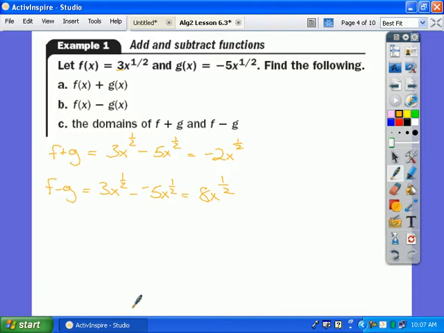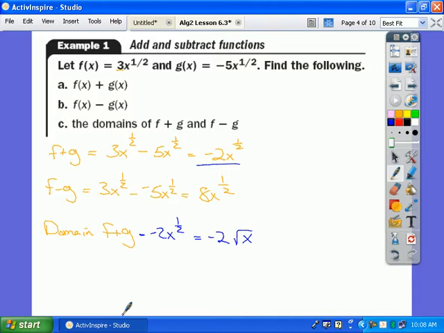Now, part C asks about the domain of f plus g and f minus g. So when we talk about domain, what we mean is what values of x am I allowed to plug in. So here, if we look at f plus g, I get this new function, negative 2x to the 1/2, and I'm asking what values am I allowed to plug in for x. Now, it's probably worthwhile to think of this maybe as negative 2 times the square root of x. It might help us in our understanding.